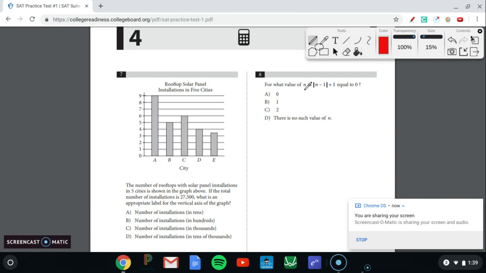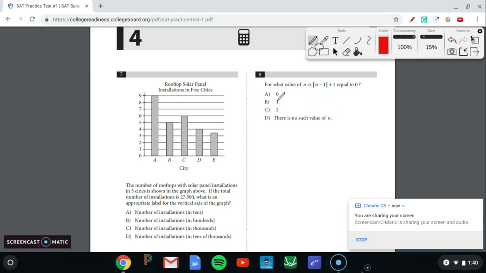So for what value of n is the absolute value of n minus 1, plus 1, equal to 0? Well, we have a few choices over here. Let's plug them in. Let's plug 0 in. 0 minus 1 is equal to negative 1. But the absolute value of that is equal to 1. So the absolute value of n minus 1 is equal to 1. Plus 1, well, 1 plus 1 is equal to 2. That's not equal to 0. So we can rule out choice A. Choice A did not work.